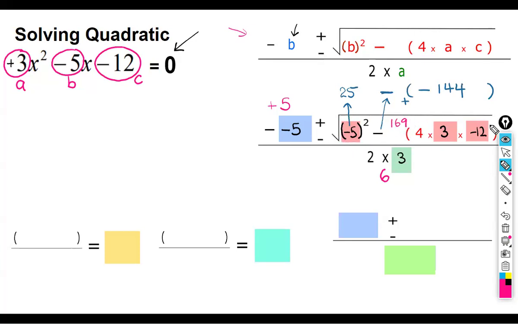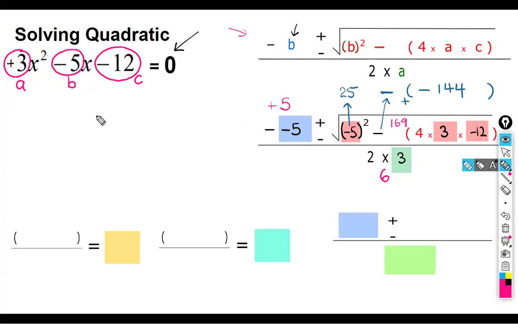Square root of 169 now. How much is the square root of 169? Because when we work out the piece underneath the square root, we got 169. The square root of 169 is 13. So this scary part here boils down to 13. So let's simplify this. This is what we have so far, and let's gain some space over here.